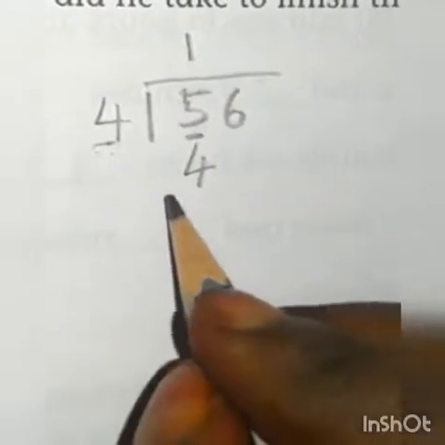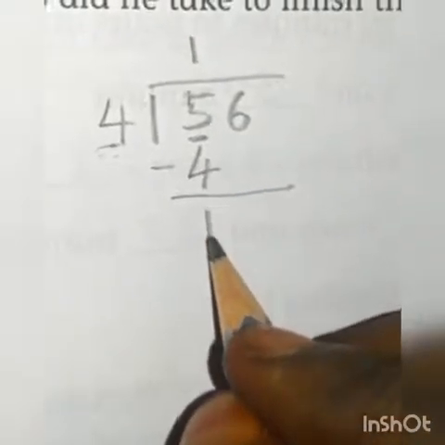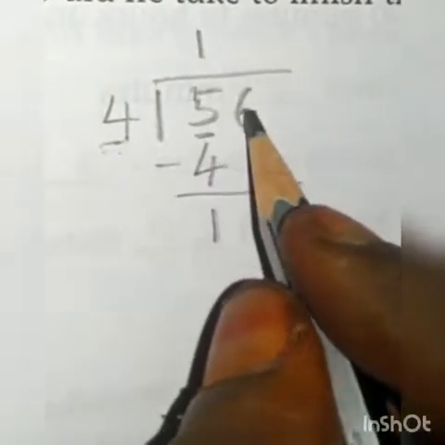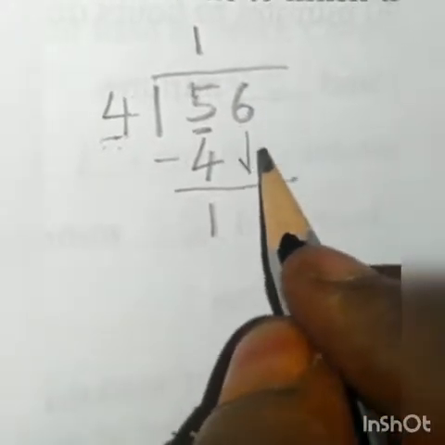1 four is 4. Now we have to subtract this. 5 minus 4 is 1. After 5 we have the number in the dividend as 6. So we have to bring down 6.